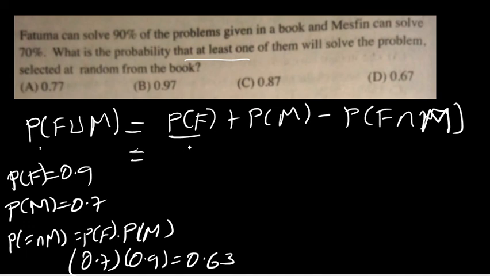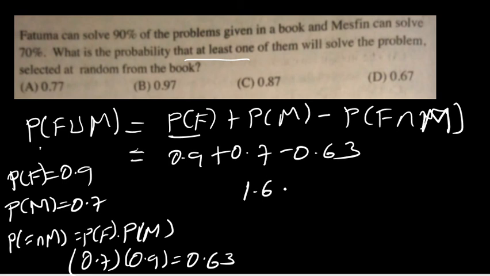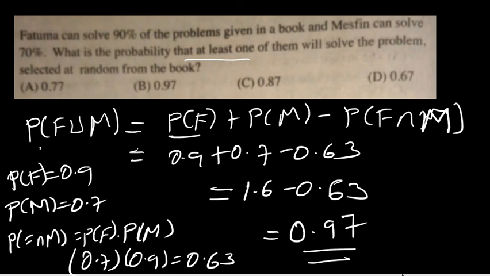Therefore, now we have everything. So 0.9 plus 0.7 minus 0.63. That means 1.6 minus 0.63. Wait a minute, let's correct this one. When you subtract, we need to borrow. So the answer will be 0.97.